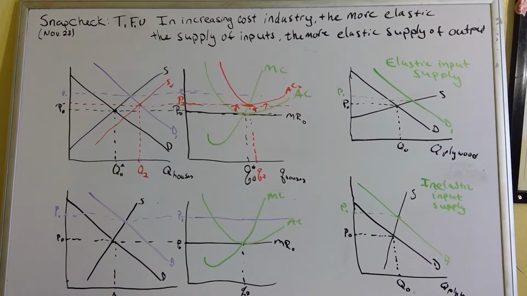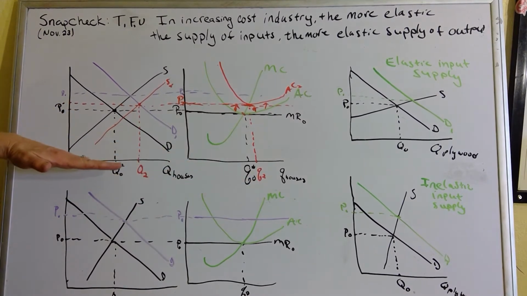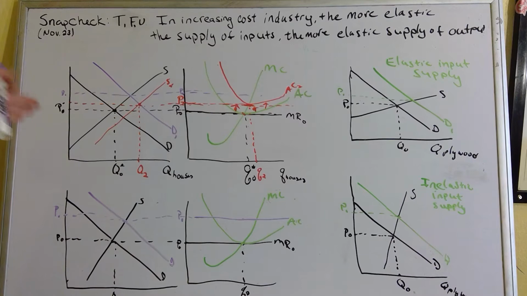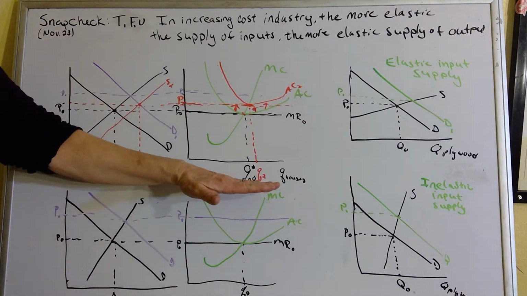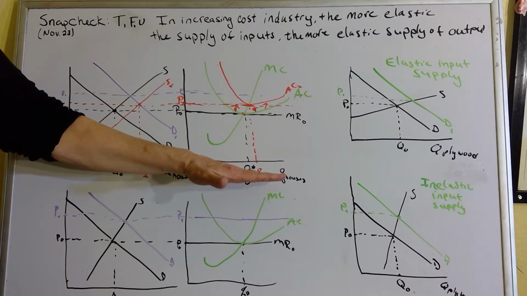So the first thing is to think about what we mean by an increasing cost industry. What's causing it? This is exactly the picture from the video just before this, about adjustment to an increase in demand in an increasing cost industry. That works you through this whole process. So that should be familiar to you before you tackle this question.